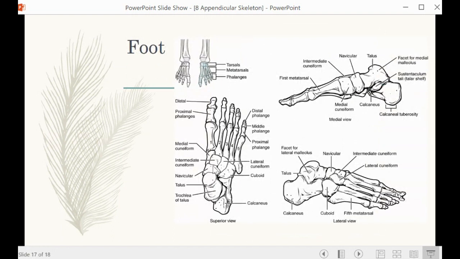And here is the foot. We have all of these fun tarsal bones, which are forming the ankle. You have your calcaneus and your talus, your navicular, your medial, intermediate, and lateral cuneiforms, and your cuboid right there. Then just like in your hand, we're going to number our metatarsals 1 through 5. We start with the big toe, or the great toe. Then we have our phalanges, and in the great toe we have a distal and a proximal, and on all the other ones, we have a distal, a middle, and a proximal phalange.